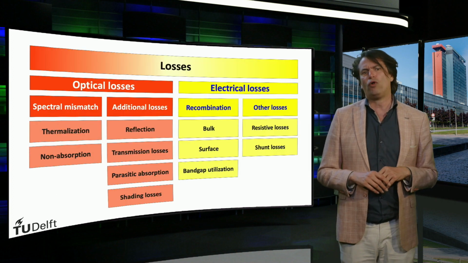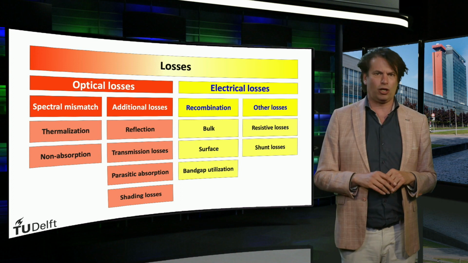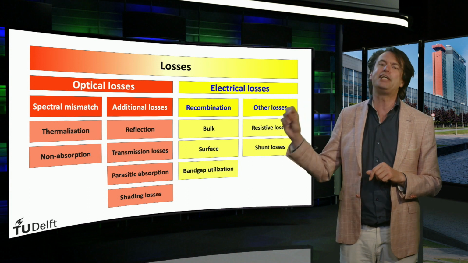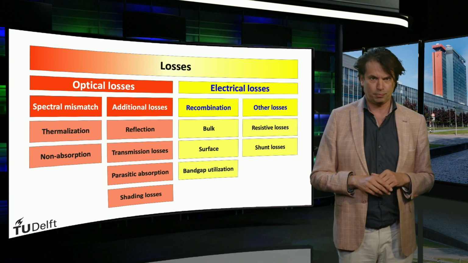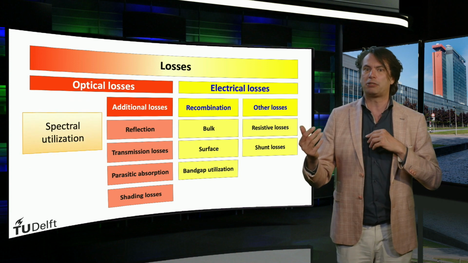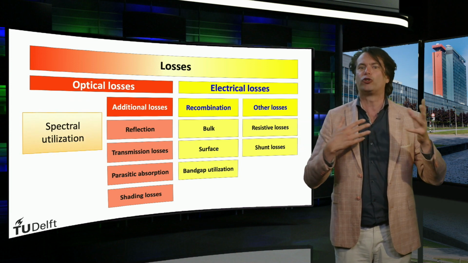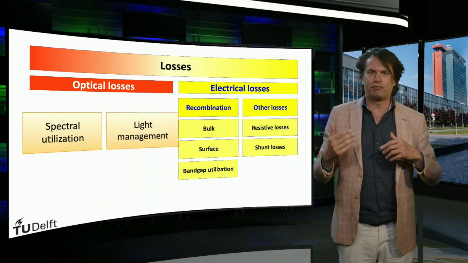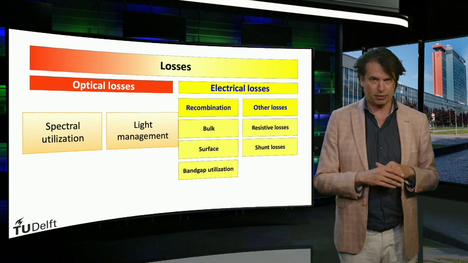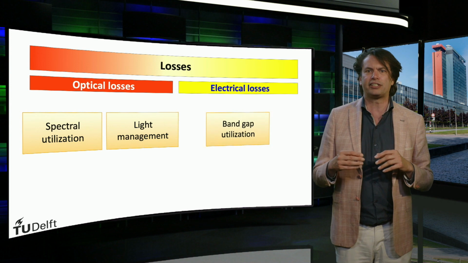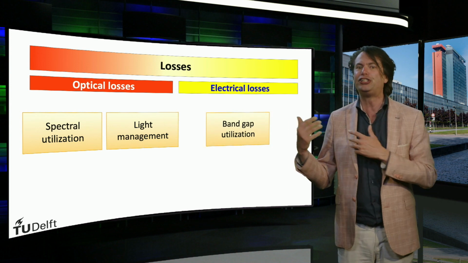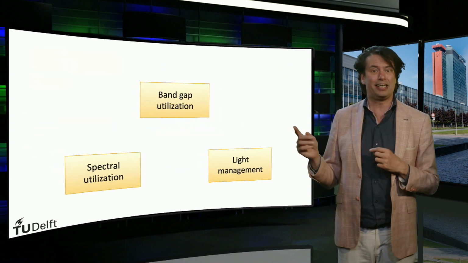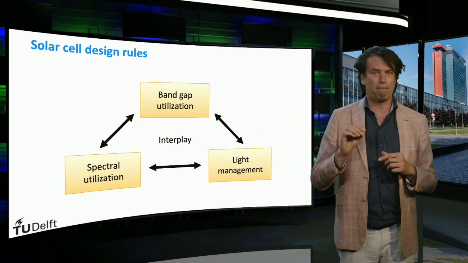So this is what the full overview of losses in any type of solar cell looks like. We can translate these loss mechanisms into three major solar cell design rules. The losses due to the spectral mismatch are the subject of the spectral utilization. The additional optical losses are the main concern of the design rule known as light management. The electrical losses are considered in the band gap utilization design rules. Designing any type of solar cell involves a delicate interplay between these three pillars.